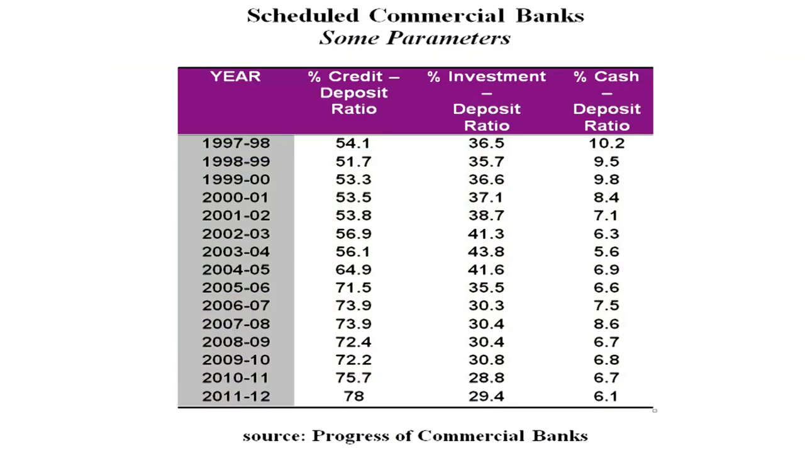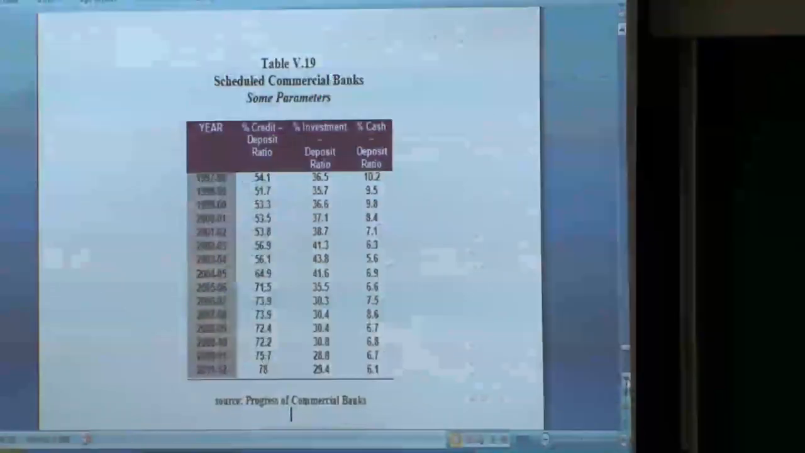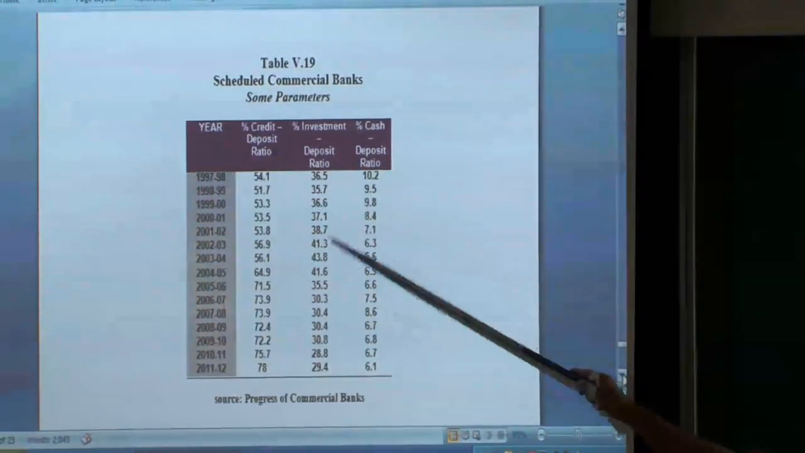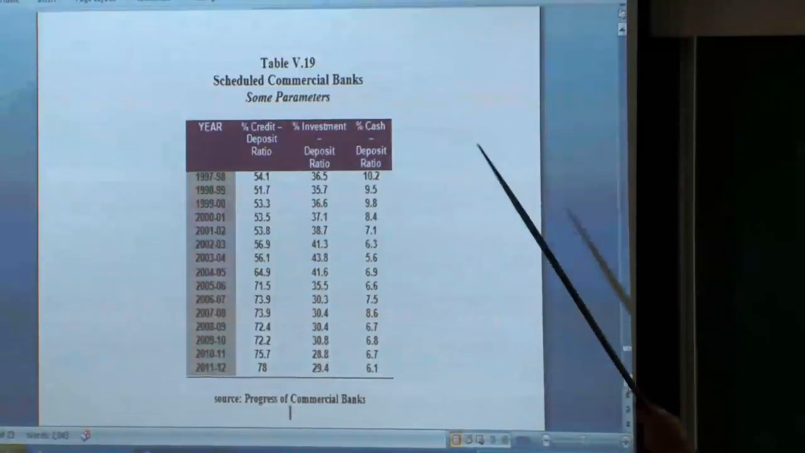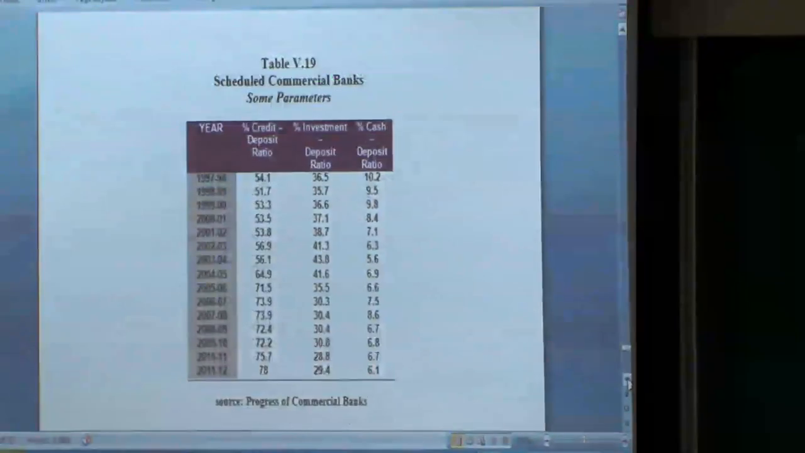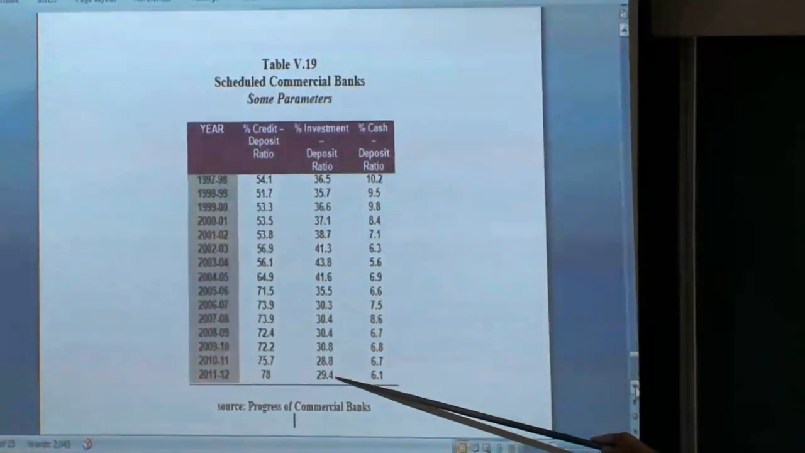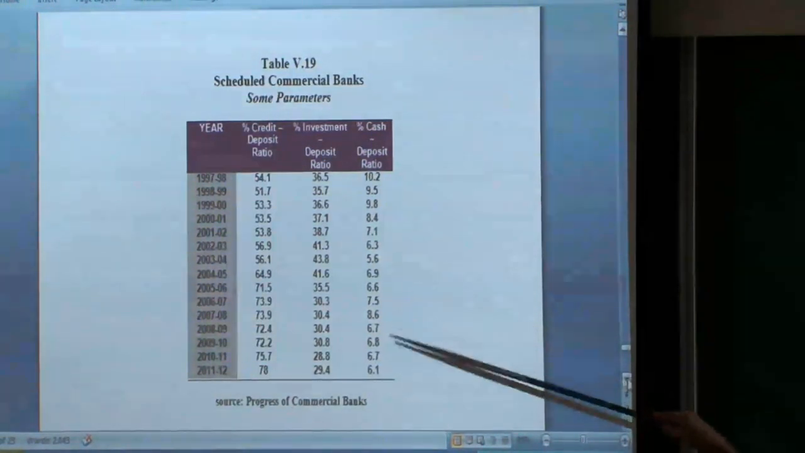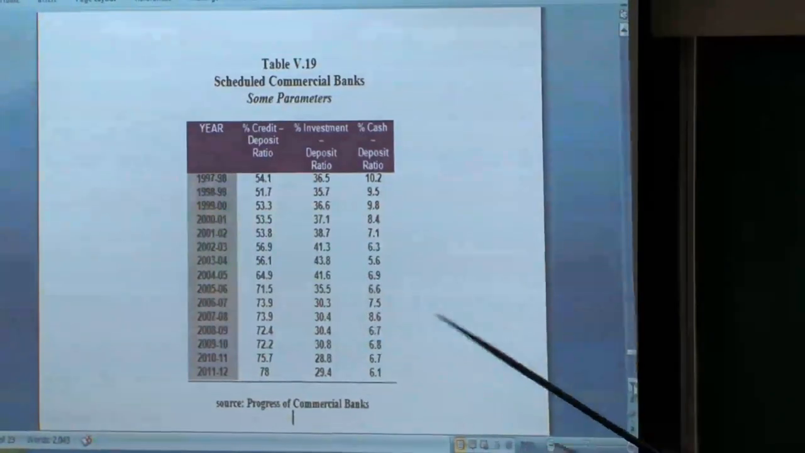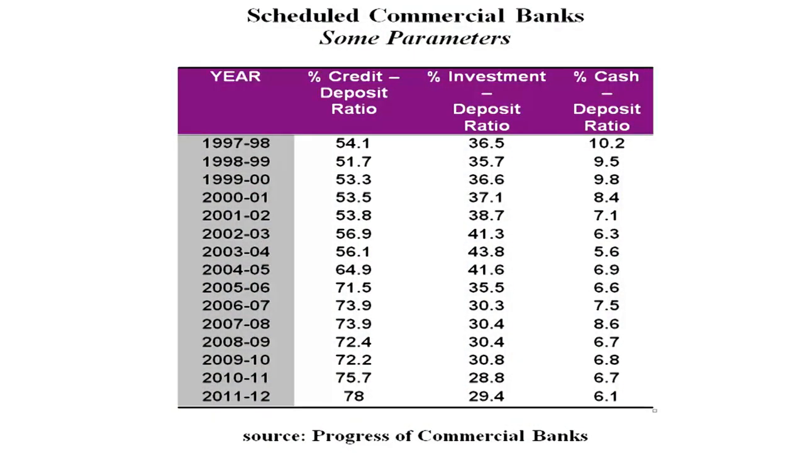Okay. Here I have some final scheduled commercial bank parameters. Look at the credit deposit ratio. When deposits come in, credit is about 78% these days. Look at the investment deposit ratio. Look at the cash deposit ratio. Now, I am having a problem here. If it is investment deposit ratio, they should add up to 100, isn't it? But this is the number, I didn't check this. It crosses 100. So how is it that the cash deposit ratio, oh, credit, credit, not loan, sorry, can cross 100?